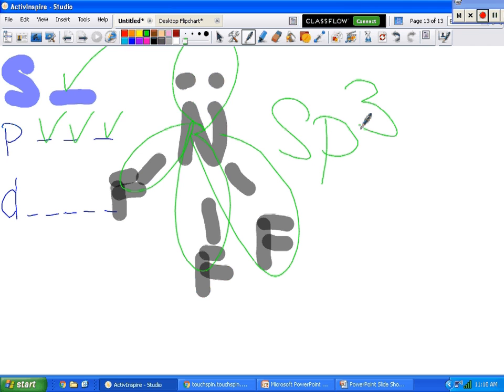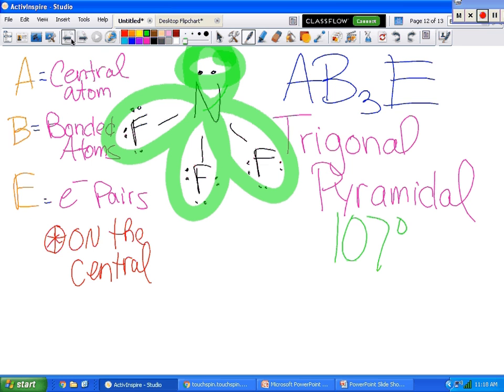All right, now going back to this, so you told me it was sp3. Is this thing polar or is this thing non-polar? It is polar. So if it's polar, it also has an intermolecular force attached to it. What are the 3 intermolecular forces?